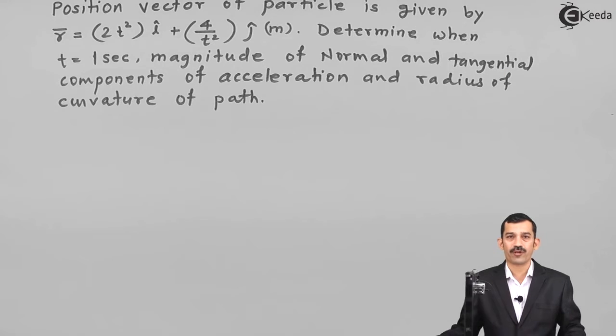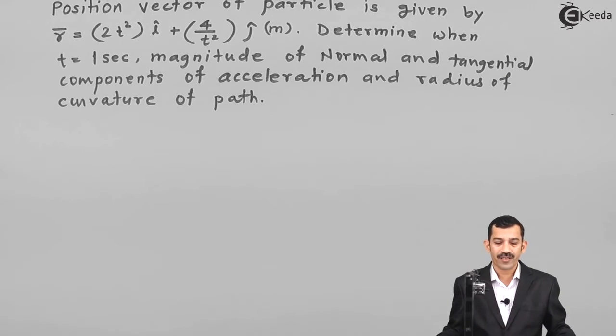Hi friends, we'll solve a problem on curvilinear motion. You see what is given in the problem. The position vector of a particle is given by r bar equal to 2t square i plus 4 upon t square j meters. Determine, when t equal to 1 second, the magnitude of normal and tangential components of acceleration and the radius of curvature of the path.